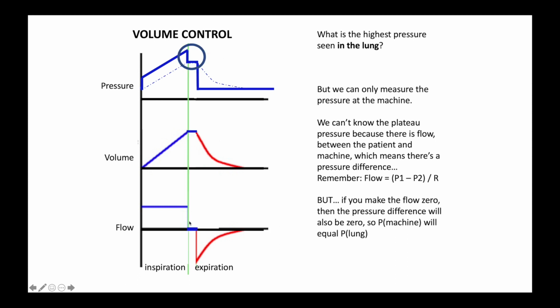So that's what we do. We set flow to zero, the volume in the lung stays the same, and the pressure at the machine equals the pressure in the lung. That's our plateau pressure. We call it plateau pressure because we wait for it to plateau, and whatever pressure is read there, that's the pressure that the lung is seeing.